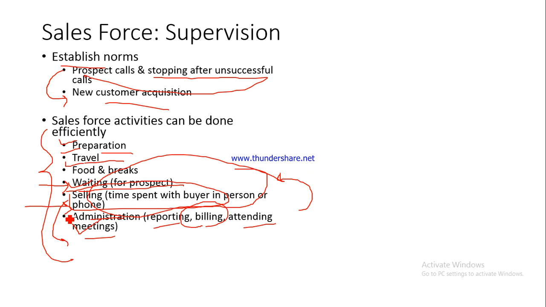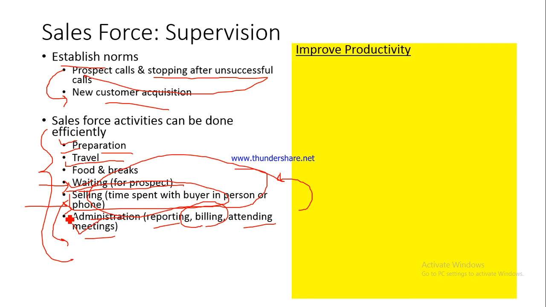So you will supervise and ensure that the salesperson is not spending too much time on preparing and traveling and food and breaks or waiting or administrative work. So how can you improve the productivity of your sales force? Ask them to make more use of the phone, rather than going every single time to the prospect and then finding out that the prospect is not available, or maybe the prospect is busy, or maybe the prospect is not willing to talk. It would always be better for the salesperson to first call up the prospect and find out his availability and whether he is willing to interact with the salesperson or not.